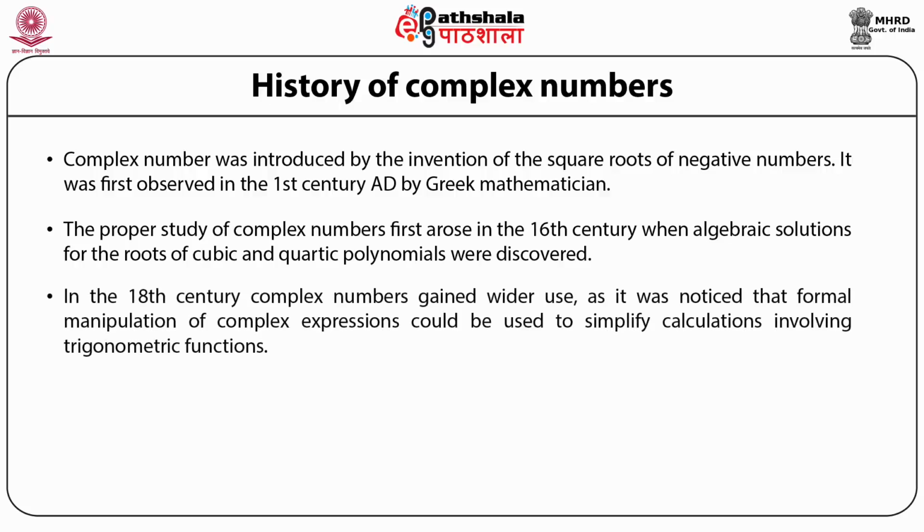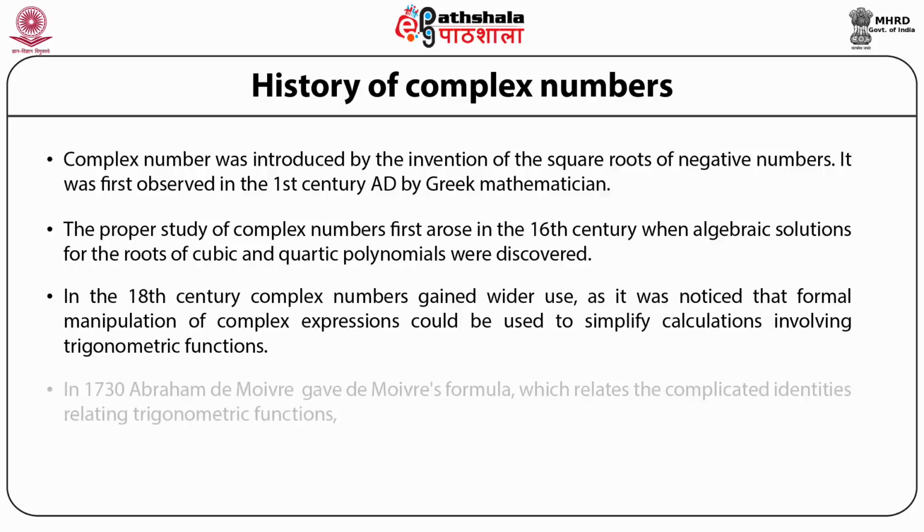In the 18th century, it gained much wider use as it was noticed that formal manipulations of complex numbers could simplify calculations of trigonometric functions. In the 1730s, Abraham de Moivre gave a very useful formula, and this is one of the formulas which you might have to remember later in the course. This is going to relate complicated identities, especially when they involve trigonometric functions.